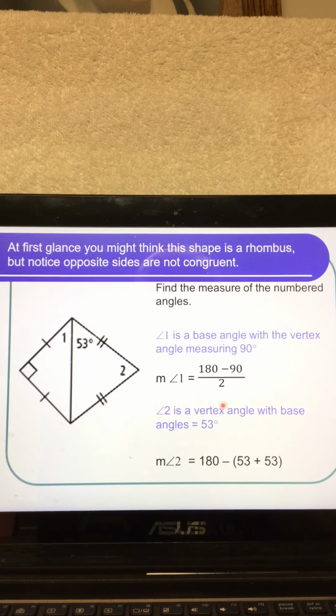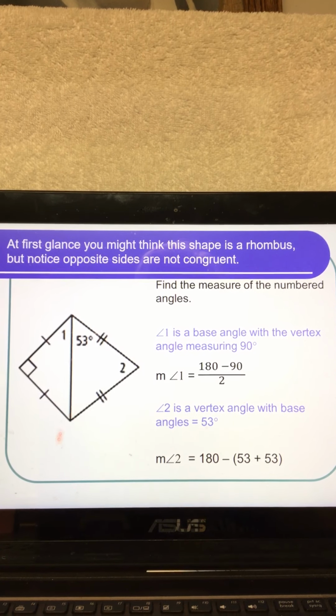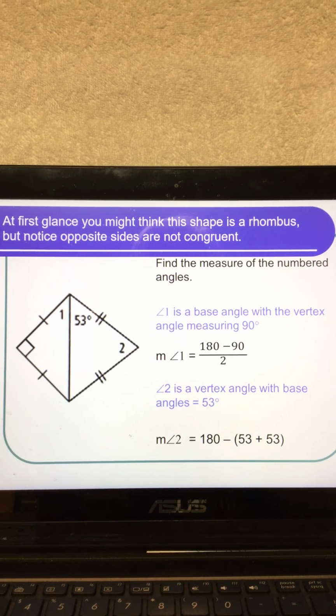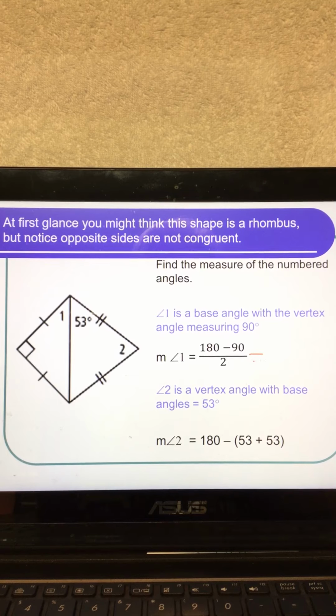So the measure of angle 1 would have to equal, what would it have to equal? It would have to equal 45, right?